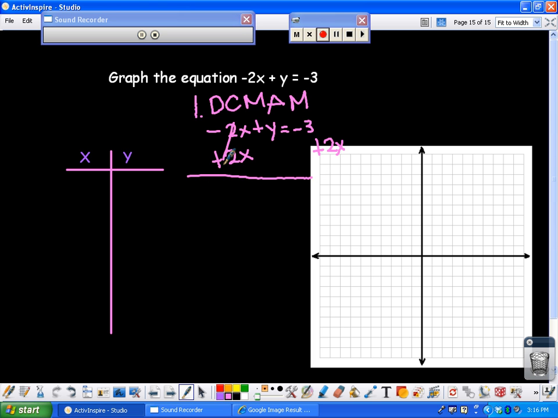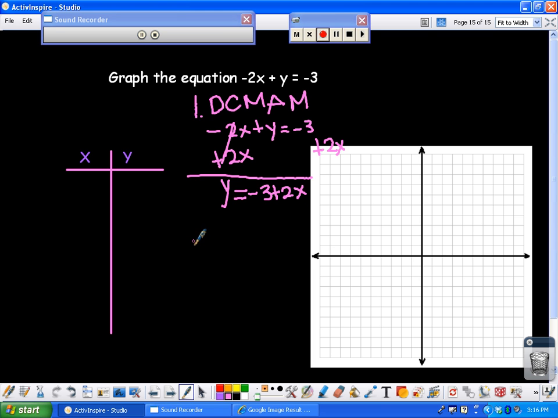On our left-hand side, we're left with y equals, now this negative 3 and this 2x, we cannot combine. They do not have the same variables or the same exponents, so we just leave them on their own. We have negative 3 and we have 2x. So our new equation is y equals negative 3 plus 2x. So that is step 1.